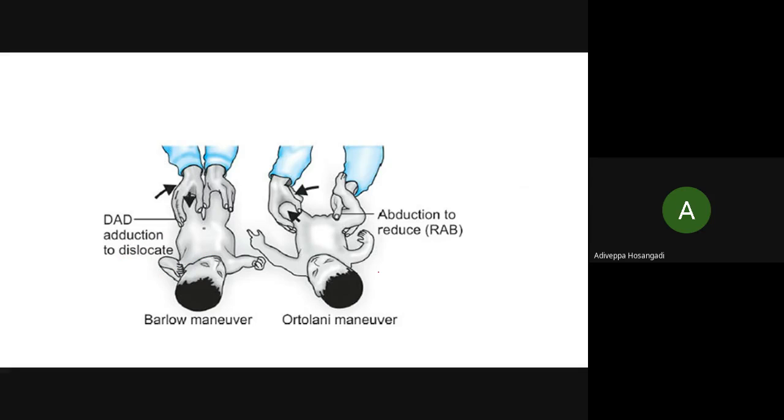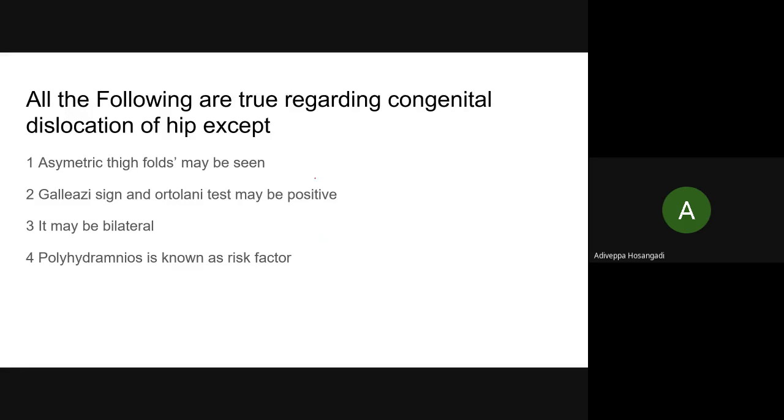So that time you have to do the Ortolani maneuver. Once it has gone out, it has to come in. How do you get it inside? By abducting. You remember this. By abducting the hip, you reduce it. So DAD, what happens to the hip? Second letters tell you the maneuver: AB is abduction, AD is adduction. By adduction you dislocate, by abduction you reduce. Am I clear?